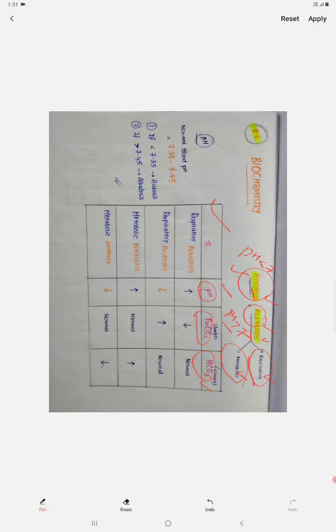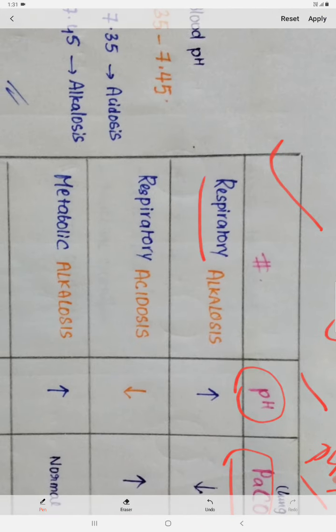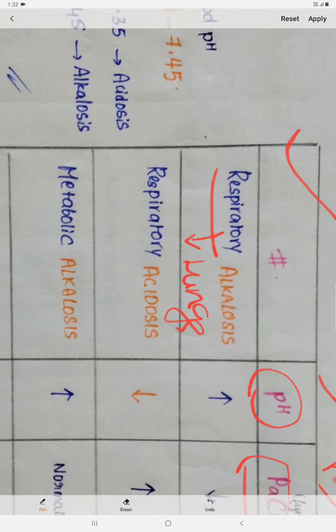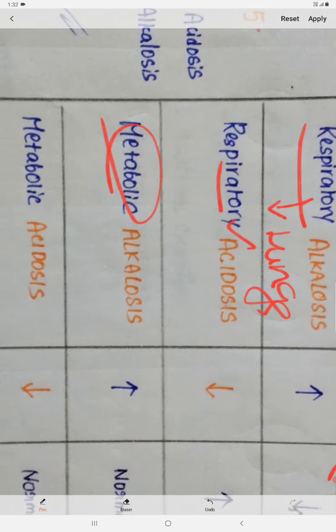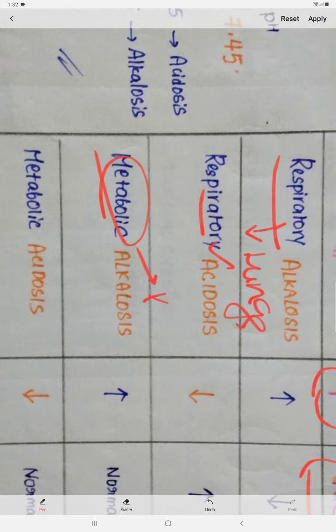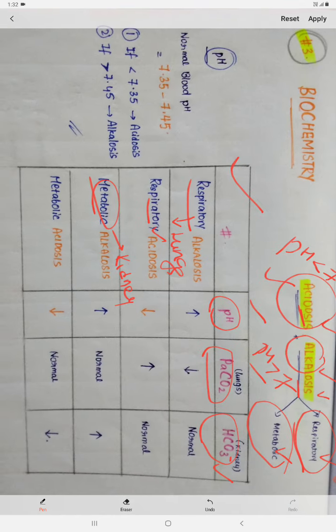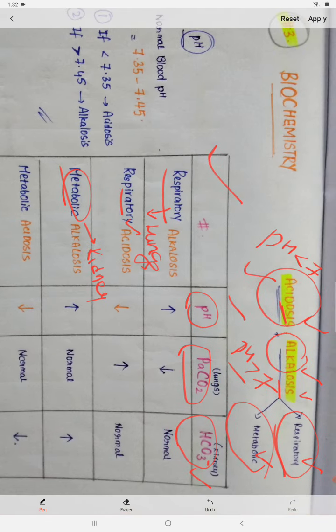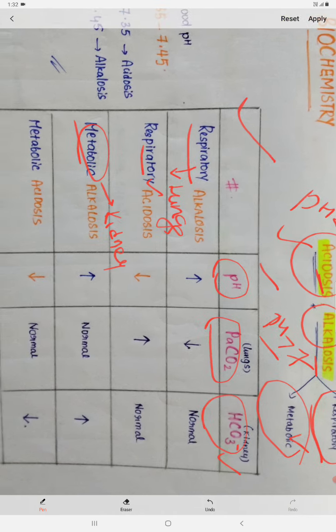So first of all you need to understand two terms. Whenever the term respiratory is there, it is related to the lungs. Logically we do respiration with the lungs only, that's why whenever it's respiratory, remember the lungs. And whenever the word metabolic comes, it is related to the kidney. Remember these two words. We have acidosis, alkalosis, right? And then again we have two types, respiratory and metabolic. So whenever the word respiratory comes, it is related to the lungs, and whenever the word metabolic comes, it is related to the kidney, the renal system.